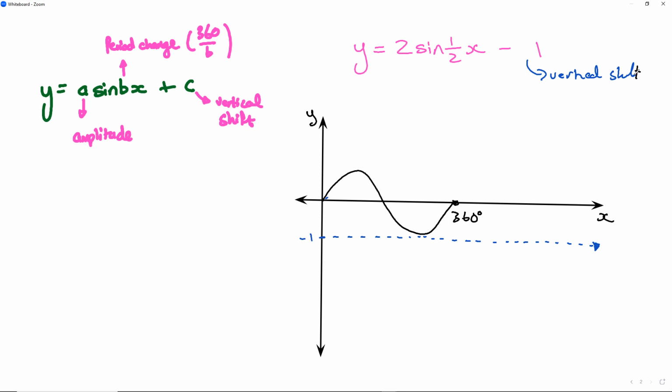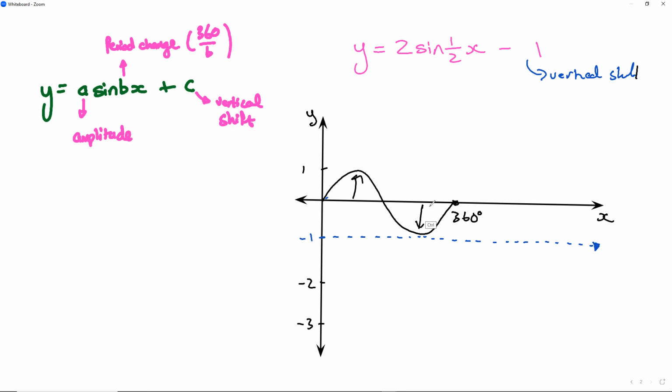Now that's the vertical shift. From here, I am now going to go up 2 as my amplitude. So from -1, if I plus 2, I end up at 1. And if I minus 2, I end up at -3. You can see that's where we need to go. So let's put this down: there's -3, and over here is 1. The amplitude at the moment is 1.